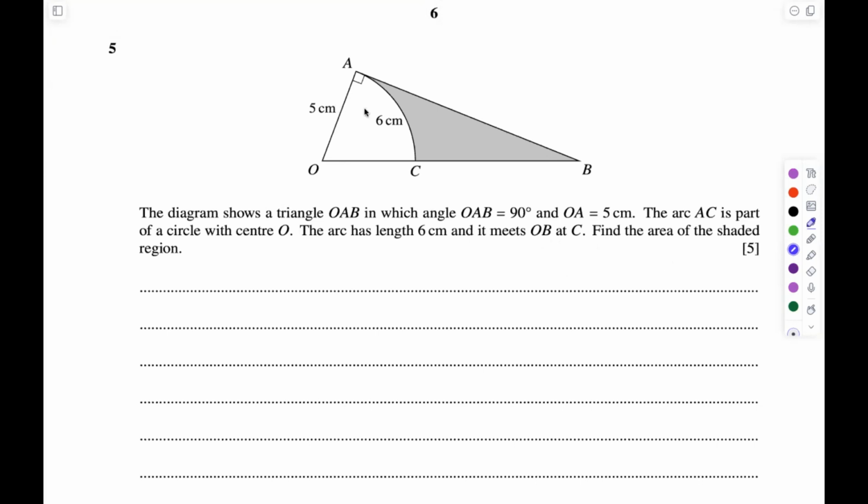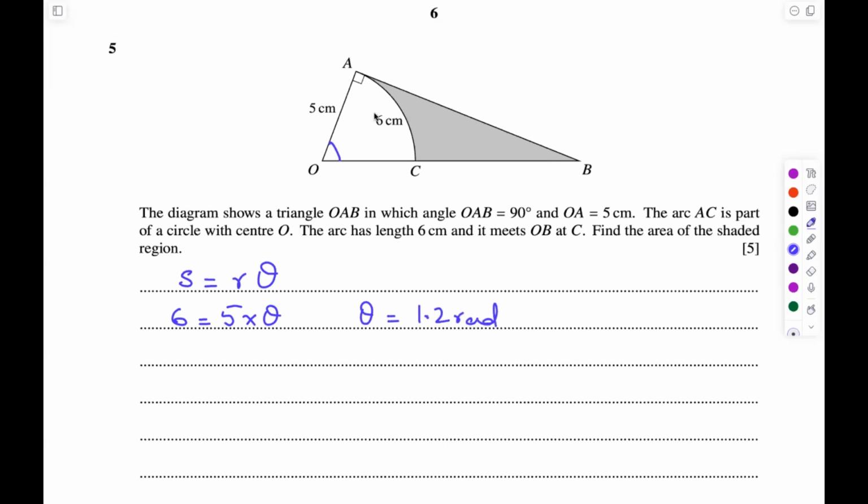Now to find the area of the shaded region, we'll have to find the area of the triangle OAB and subtract the area of the sector OAC. So in the first step, we'll have to find this angle. As we know, the arc length is given by the formula s equals r theta. The arc length is 6 and the radius is 5. So theta will be equal to 6 upon 5, which equals 1.2 radians.